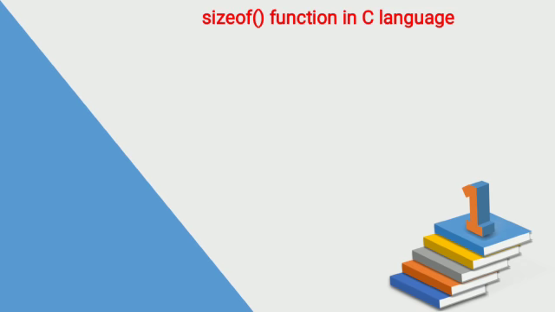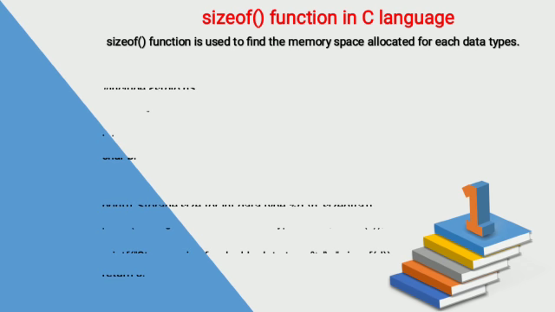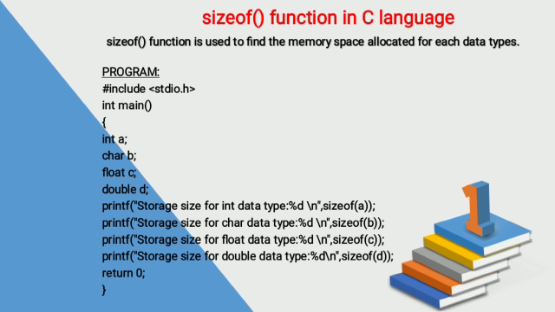And the next is sizeof function in C language. The sizeof function is used to find the memory space allocated for each data type. A program to denote the sizeof function. #include <stdio.h>. It is a header file for input output functions. int main(). So the main program returns a value, that's why it is denoted as int.